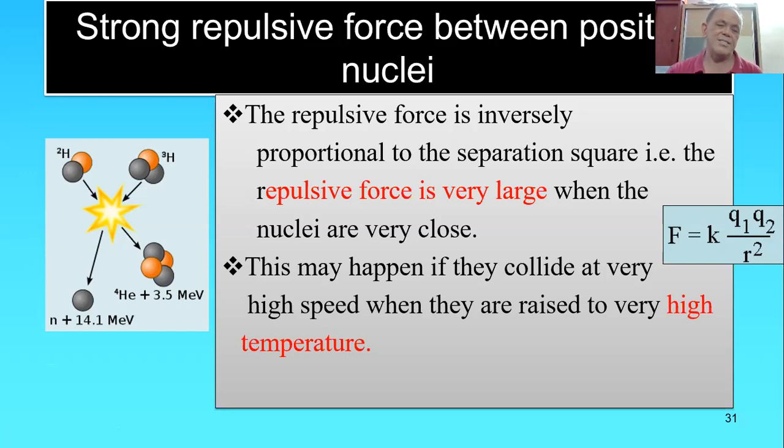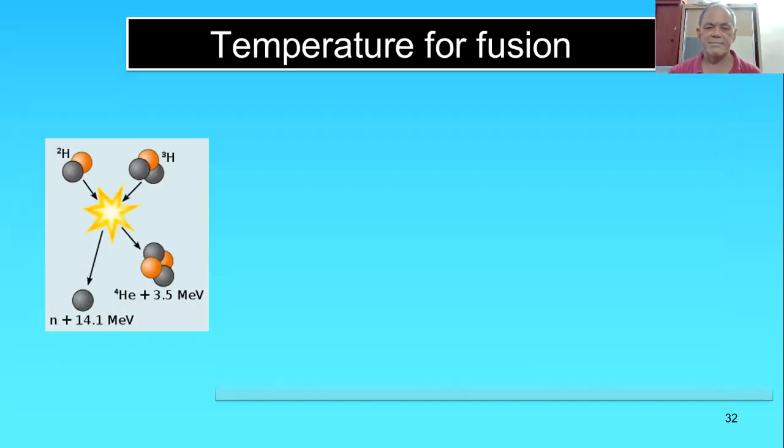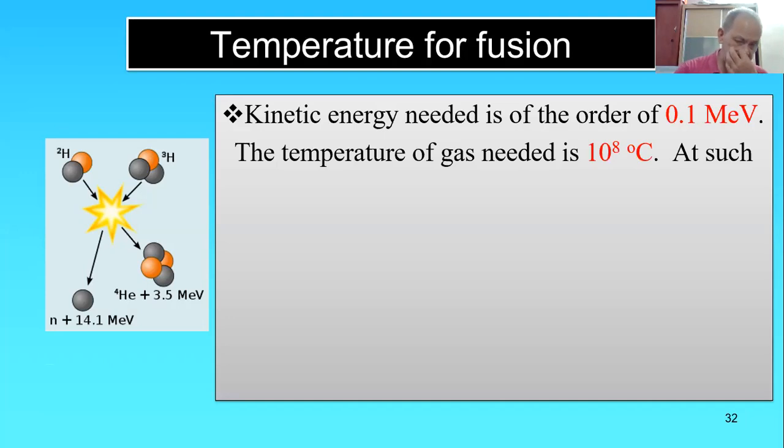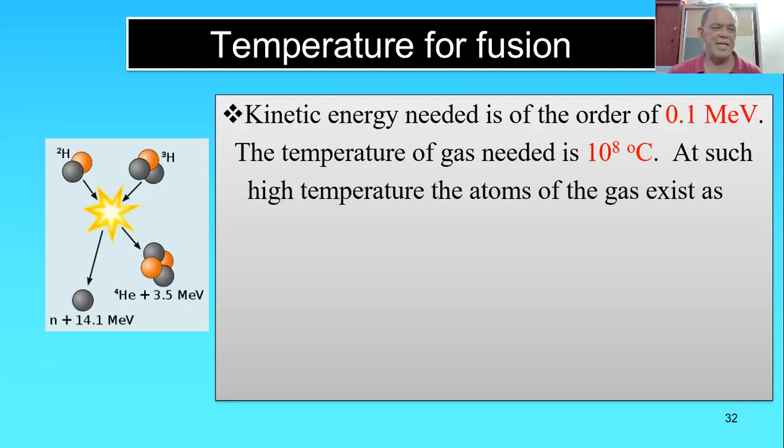Then the two ions, right, deuterium and tritium, will be moving at high speed. Then they can overcome the repulsive force. Right? So the kinetic energy needed is of the order of 0.1 mega electron volt. In terms of temperature, it is 10 to the power 8, which is very high.